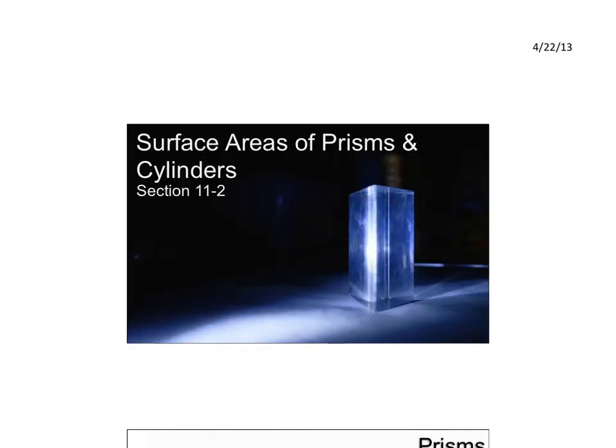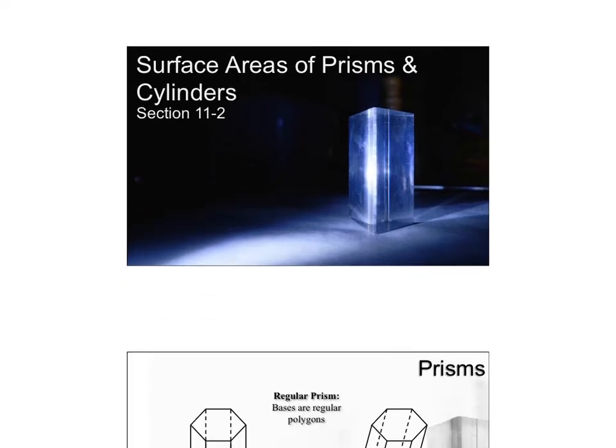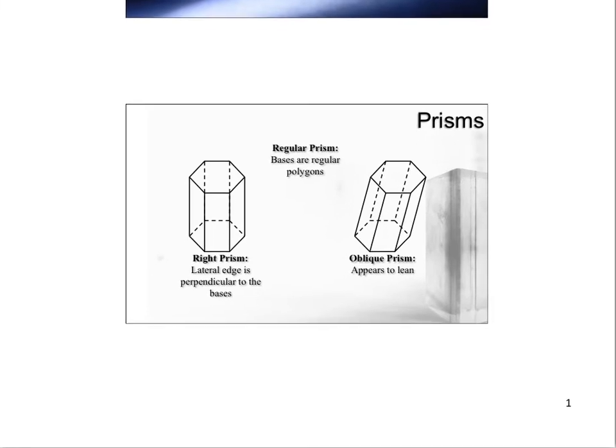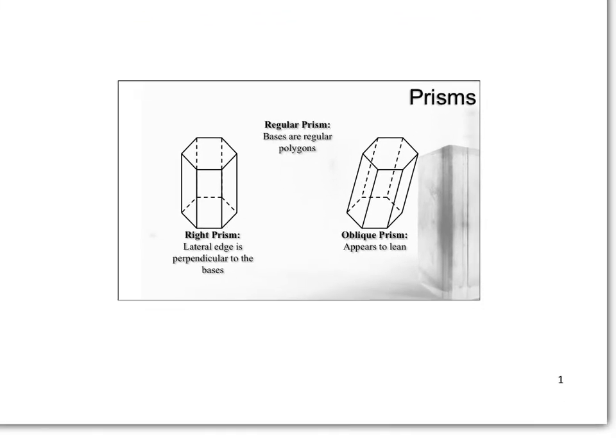Okay, the next thing we want to look at now is finding the surface area and lateral area of prisms and cylinders. And we're going to talk just strictly about prisms today. As I look at this here, these are the 2 types of prisms you're going to see: a right prism and an oblique prism. Most of the time you're going to see a right prism, where the lateral edge is perpendicular to the bases, and we're going to talk about what the lateral parts are.